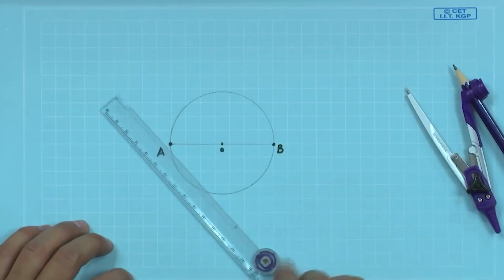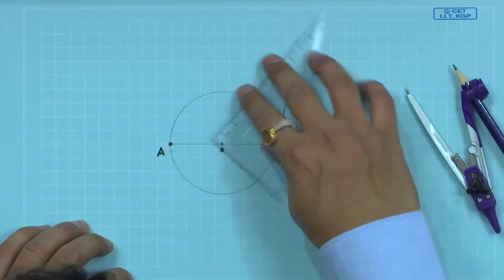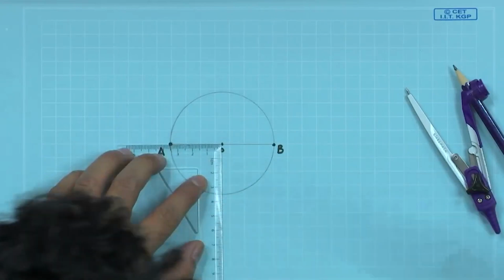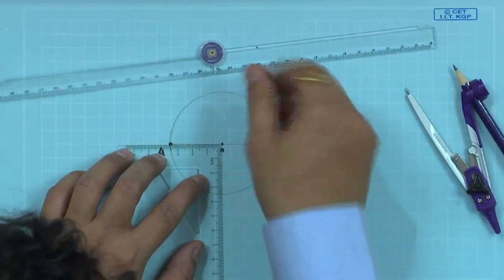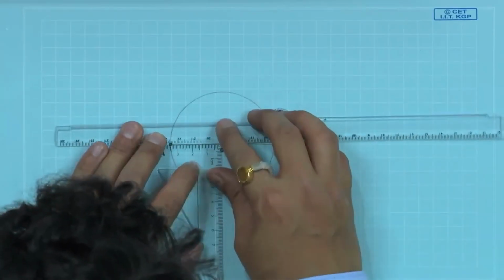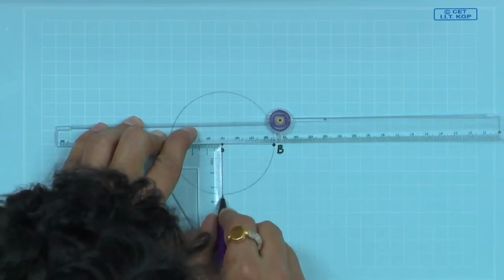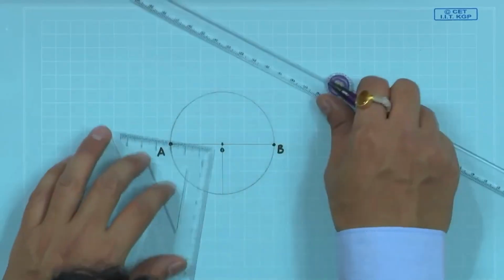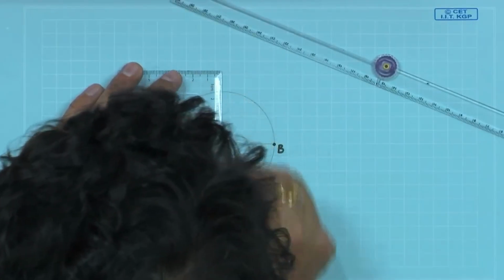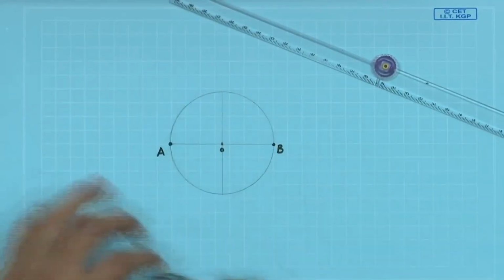We have to draw a perpendicular line. If you have a drafter it is quite easy, otherwise we use this set of scales. And extend this line. So, the center will be done.